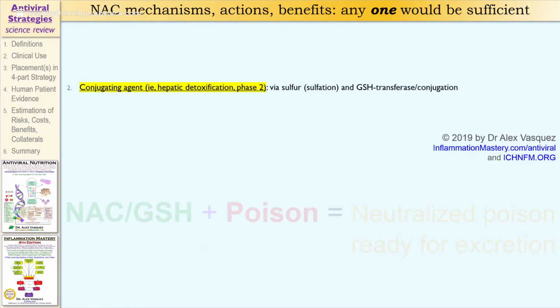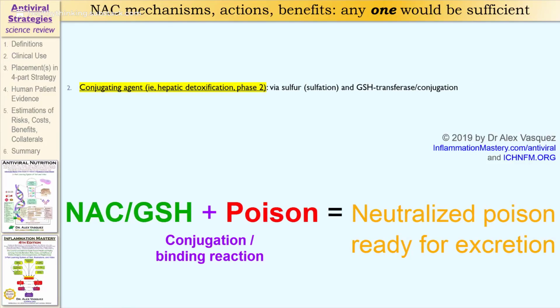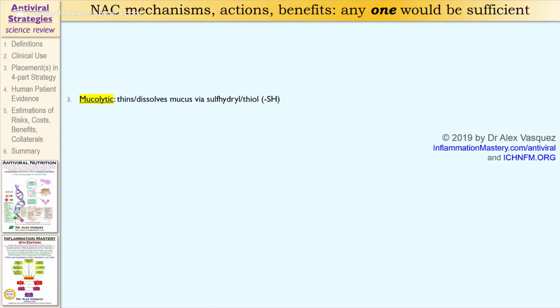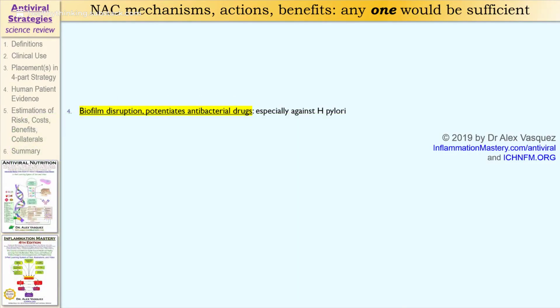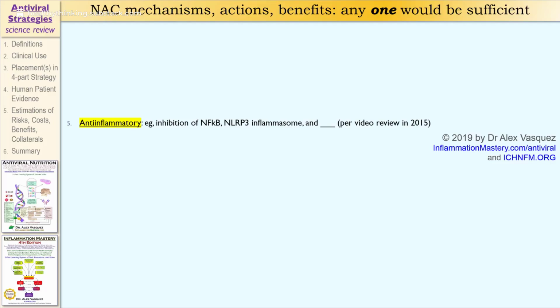Number two, as I just mentioned, NAC is largely used for its ability to increase endogenous production of glutathione, which is used as a phase 2 conjugating agent. It's also mucolytic. It helps to dissolve or thin mucus. It also helps to dissolve biofilms, which are the protective protein barriers around colonies of different microbes, especially bacteria. It's also anti-inflammatory via several different major pathways, including NF-kappa B, the NLRP3 inflammasome, and also the mTOR pathway. I'll talk about NF-kappa B more in just a moment.